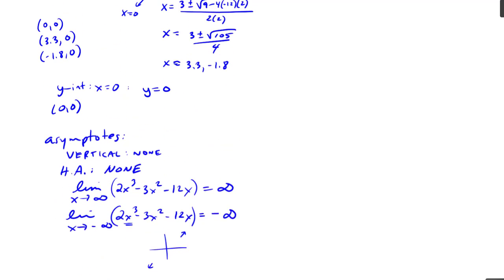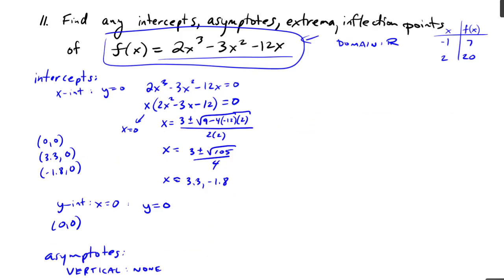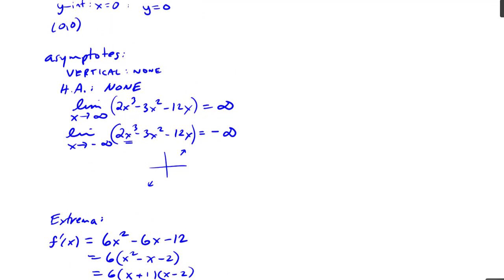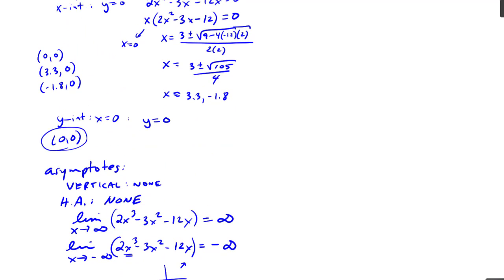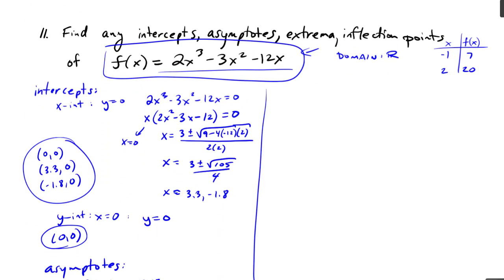So I would need to know what the function is at -1 and 2. If I put in -1, you should get 7. And if I put in 2 into here, you should get -20. So there I get my relative max at (-1, 7), and my relative min at (2, -20). Okay, so I should denote some of these things that I found.